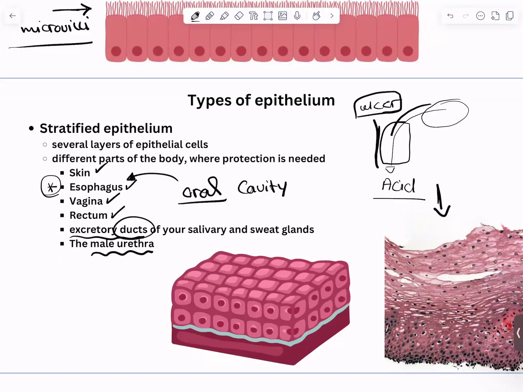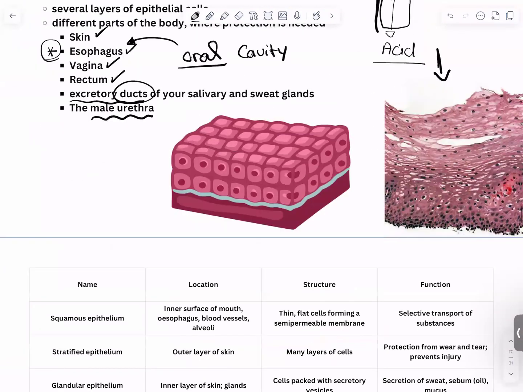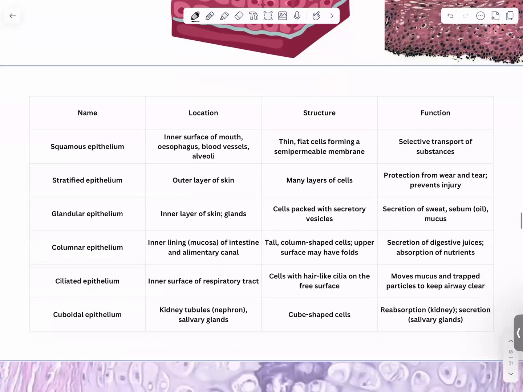So you can see, even in some deep parts of the human body, the esophagus is not very deep, but you have to remember, even in parts deeper than the skin, or other parts that have contact with the outside, we should have a stratified epithelial tissue to protect the body. Any questions for the epithelial tissue in general? And also you have a table as usual.